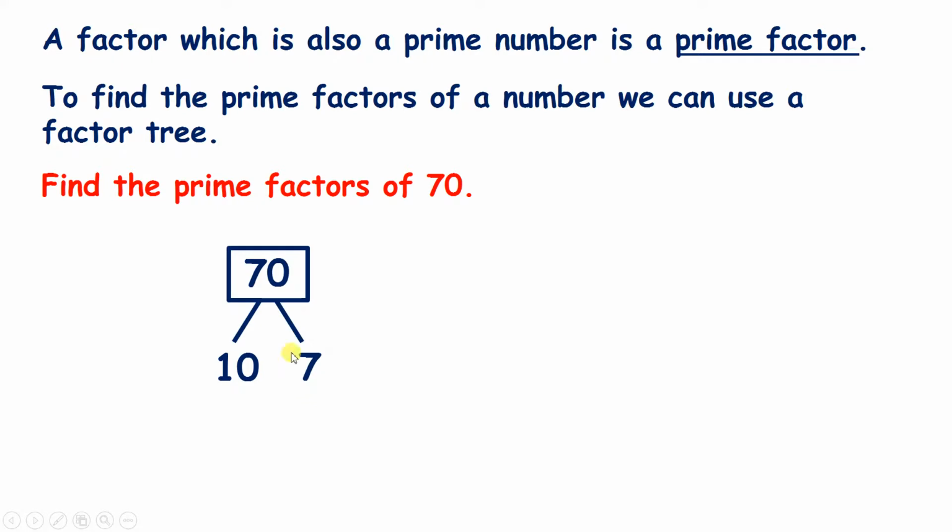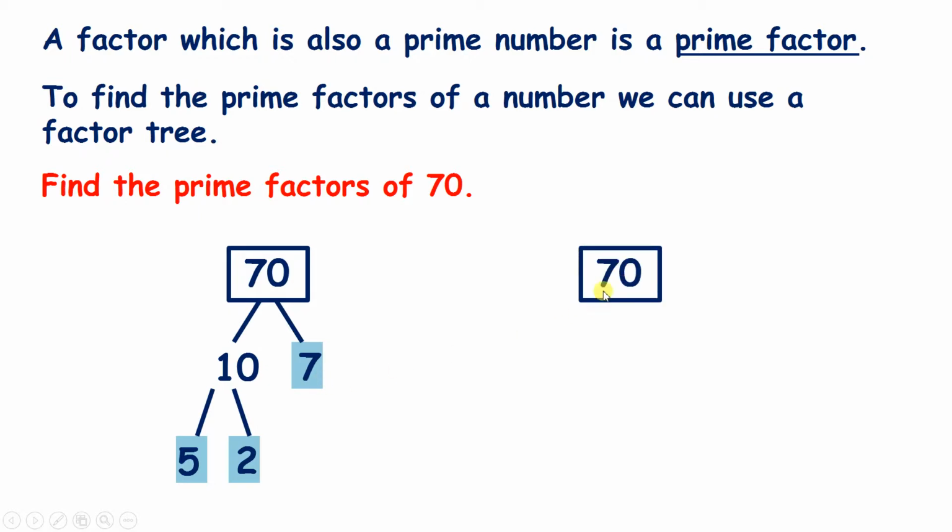10 times 7 is 70, and 7 is a prime number, so that's one of our prime factors. But 10 can be broken down into 5 and 2, because 5 times 2 is 10. 5 and 2 are prime numbers, so the prime factors of 70 are 5, 2, and 7.